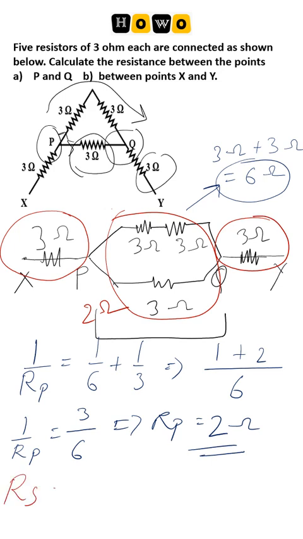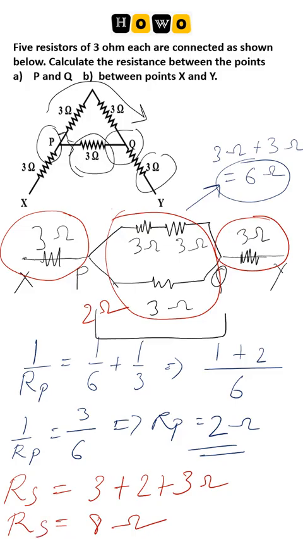So resistance in series will become 3 ohm plus 2 ohm plus 3 ohm. So I can see the answer: 3 plus 3 is 6, 7 and 8. So the answer is coming out to be 8 ohm for resistance in series. And this is the final answer.